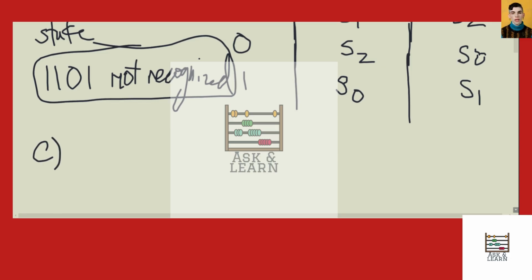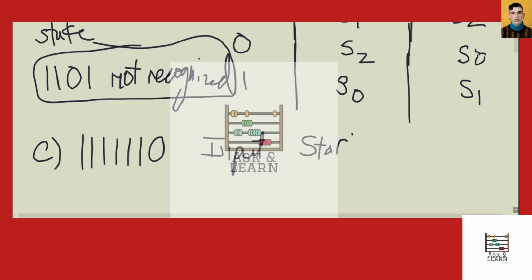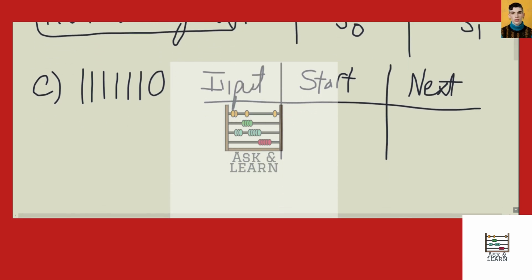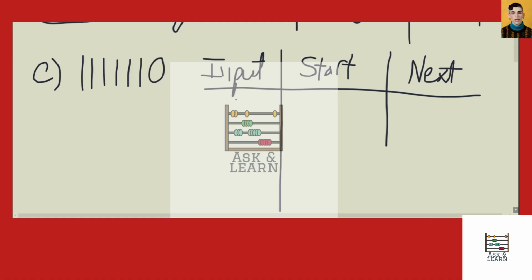In Part C, we are given the string 111110. Again, I'll draw a table with 3 columns: the input, start state, and the next state. Our first input is 1. Start is at S0, so the next state is S1.